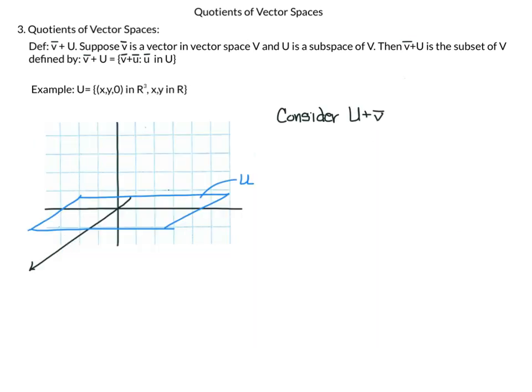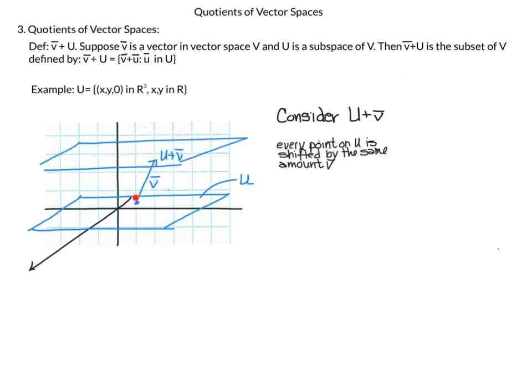This next example has our space V in R3. So our vector space is R3, and our U, our subspace, is going to be the XY plane. In other words, where the z value, or the third coordinate, is equal to 0. So U is equal to this plane here. Now we want to consider v plus U.